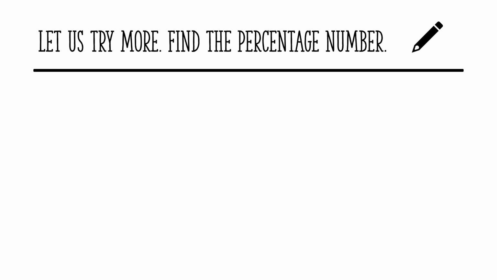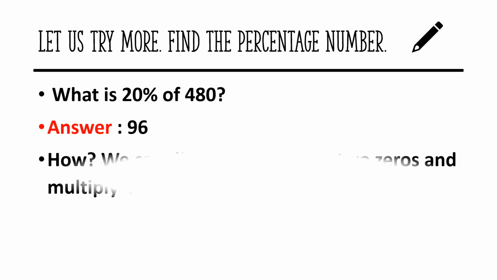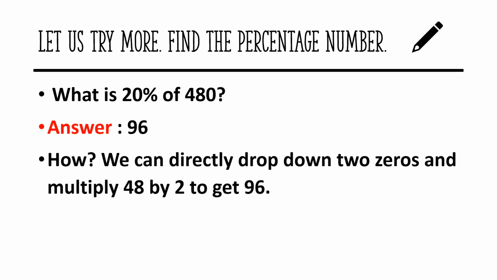All right, let us try more. I want you to find a percentage number. What is 20% of 480? And the answer is 96. How did we do that? We can directly drop two zeros and multiply 48 by 2 to get 96. And that is the answer.